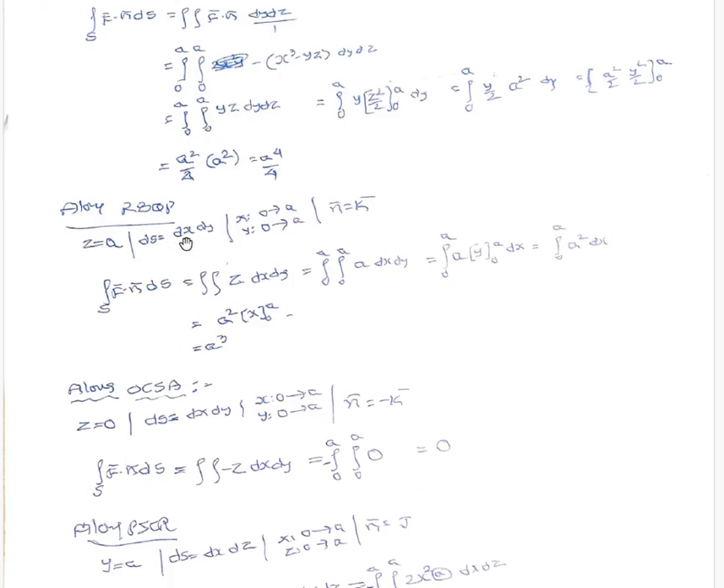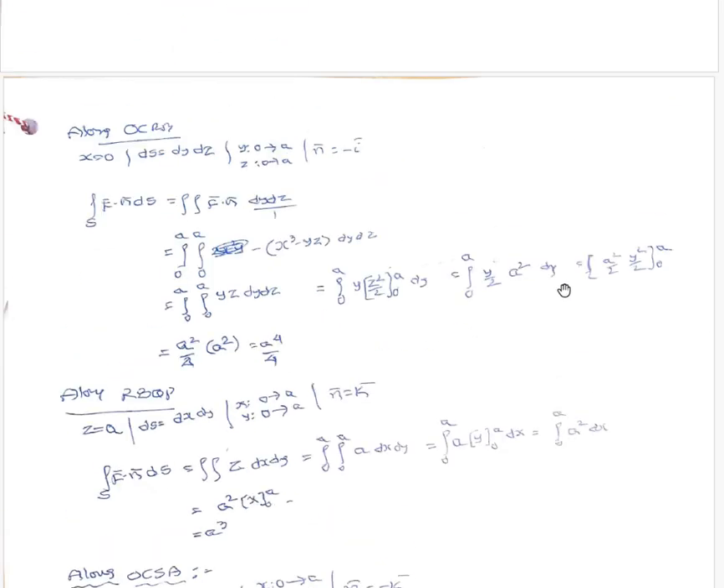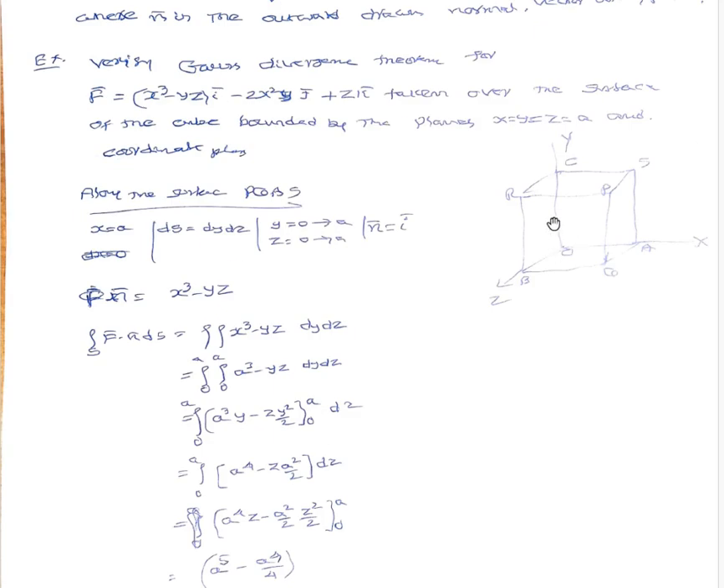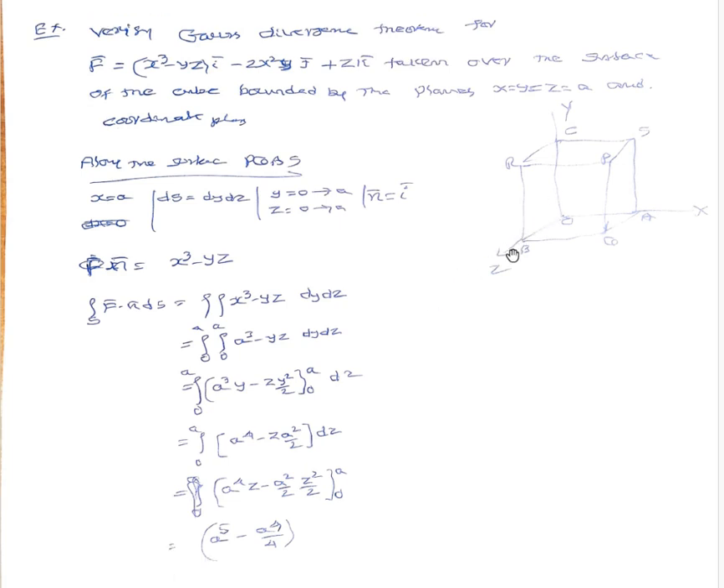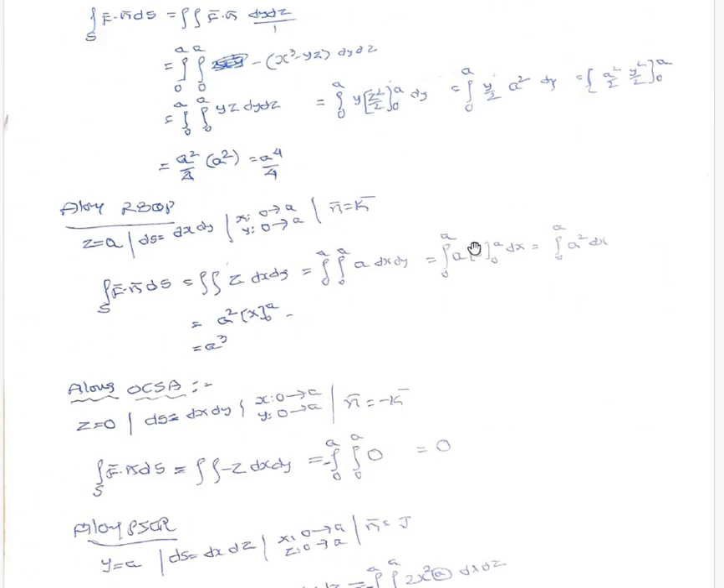ds is equal to dx dy. Therefore, x varies from 0 to a, y varies from 0 to a. n bar is equal to k bar. Why n bar is equal to k bar? If you put a stick on this plane, this stick is parallel to the positive z axis. Therefore, n bar is equal to k bar. So if you do the problem in the same manner, you will get a cube.